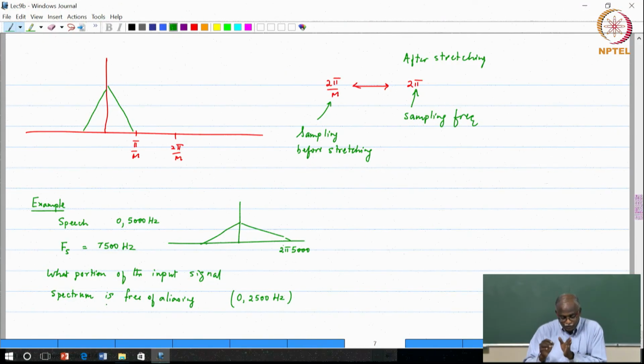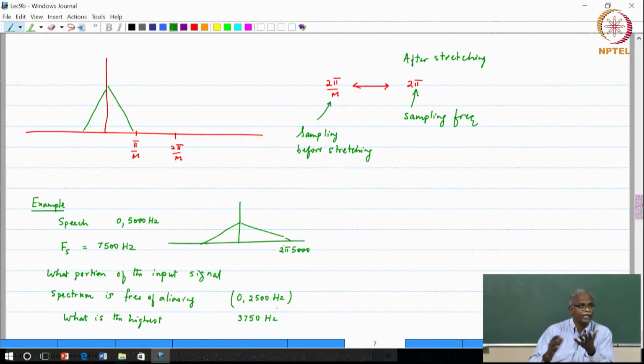After the process of sampling, what is the highest frequency content in your signal? Now you may say, well, why do you ask me the question? There is frequency content all the way to 5000 hertz. Wait, that was before you sampled. After you sampled, if 7500 was your sampling frequency, it is 3750. What happened to those frequencies above 3750? They got aliased. And which portion of the spectrum did they affect? They happen to have affected from 2500 upwards of the spectrum. So what is the highest frequency component?